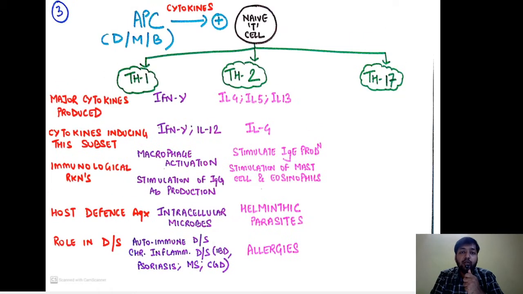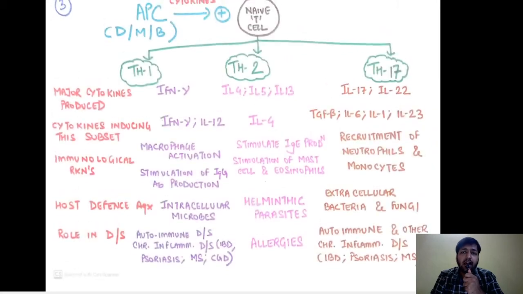Okay, coming to T helper 2 cells. So what are the major cytokines which are produced by T helper 2 cells? They are interleukin number 4, 5 and 13. And what are the cytokines which are inducing this subset? Means the APCs are releasing interleukin number 4, that is going to stimulate the conversion of naive T cells into T helper 2 cells. And the immunological reactions which are induced by T helper 2 is they are going to stimulate IgE antibody production, plus they are causing the stimulation of mast cells and eosinophils. Now this is providing the host defense against helminthic parasites, and they have a role in allergies.